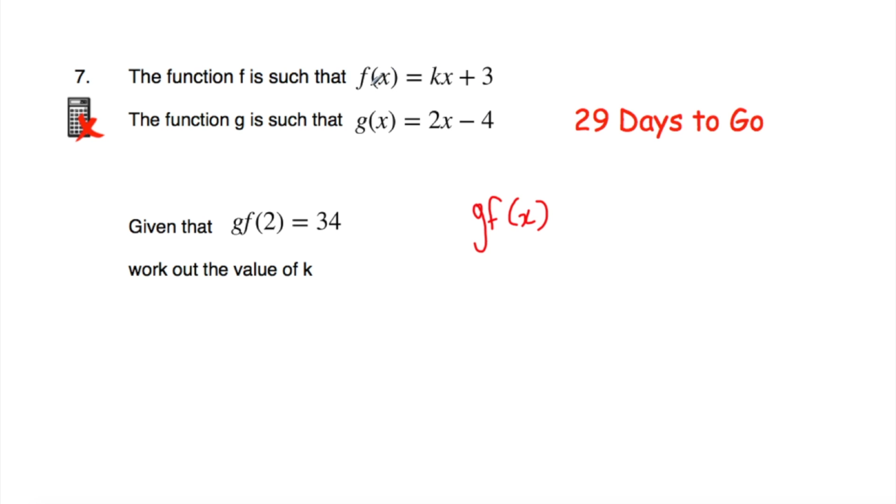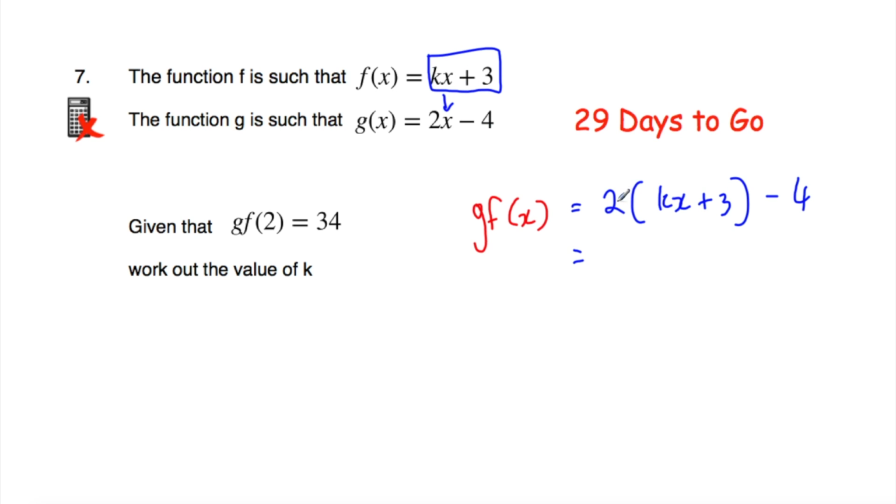So if we have x and we apply f of x, we get kx plus 3. Then we're going to apply function g, so we're going to substitute this into here for the value for x. So gf of x is equal to 2 bracket, and then instead of x we're going to write kx plus 3 close brackets, and then we've got our subtract 4. So we've just replaced the x with our f of x.